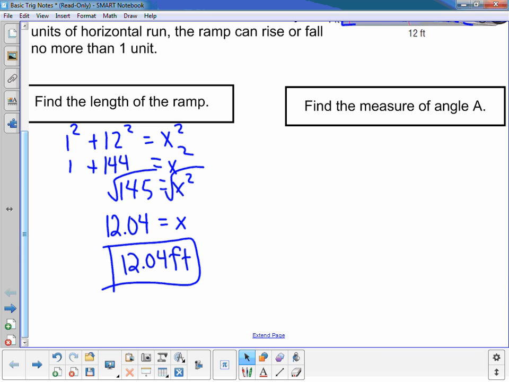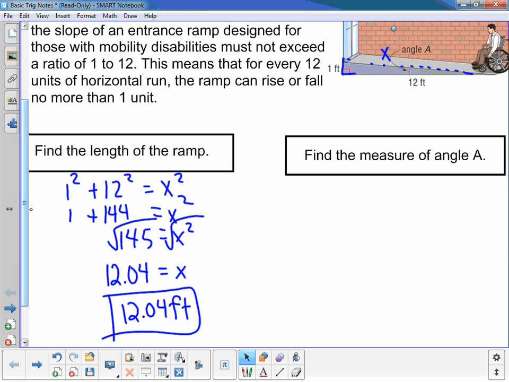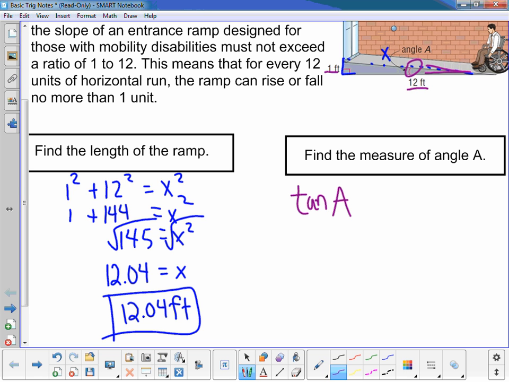Now, the second question is finding the measure of angle A. If I go back to that triangle, I'm looking for the measure of angle A, which happens to be this angle right here in the corner. Now, I have to use a trig function, which is what we're going to be talking about today, in order to find that angle. Using a trig function, I would have the opposite side, which is 1, and the adjacent side, which is 12. So my trig function would be tangent. And we're going to talk about where these trig functions come from and how we use them. So if I plug in, the tangent of A equals opposite, which is 1, over adjacent, which is 12. That's what my equation looks like.